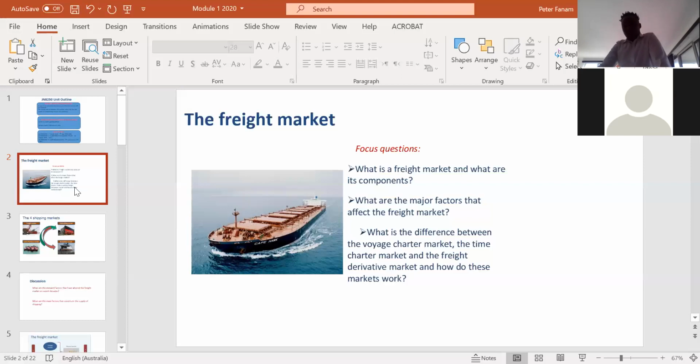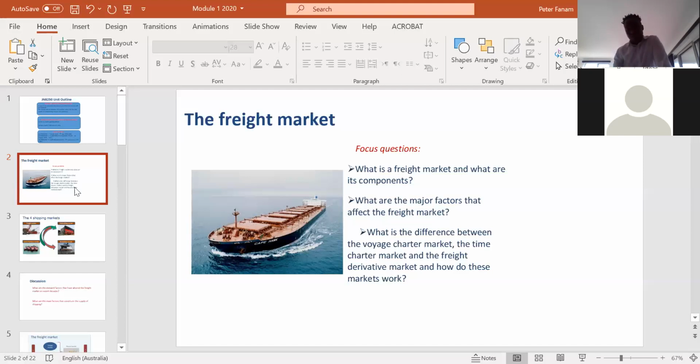And in this Model 1, we are looking at the freight market. And with the freight market, there are questions to ask. Someone may ask, what is the freight market? What does the freight market mean? Freight means different things to different people.